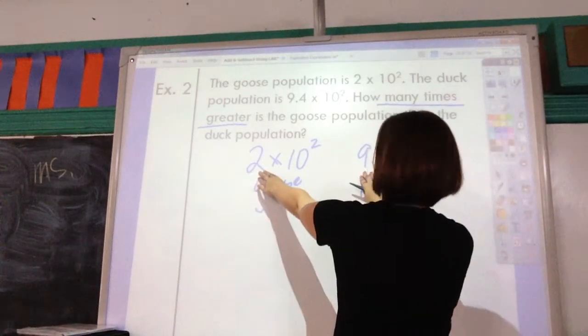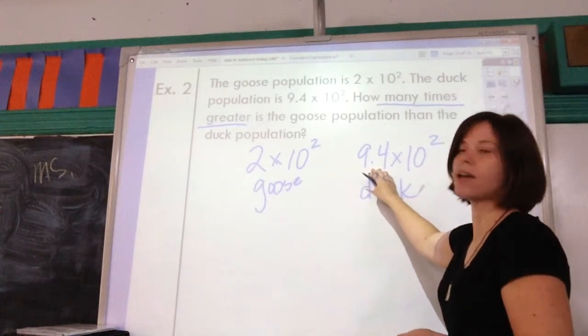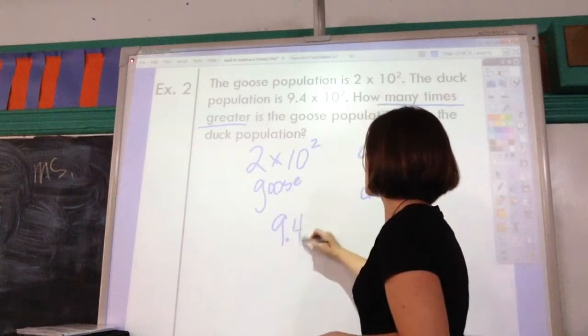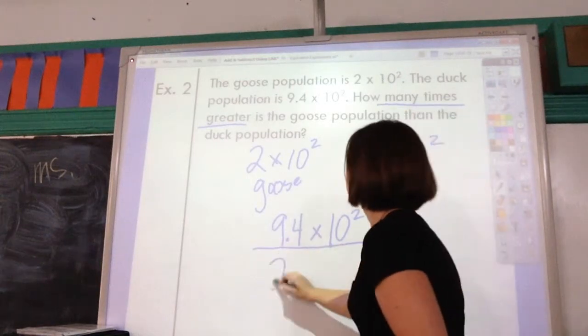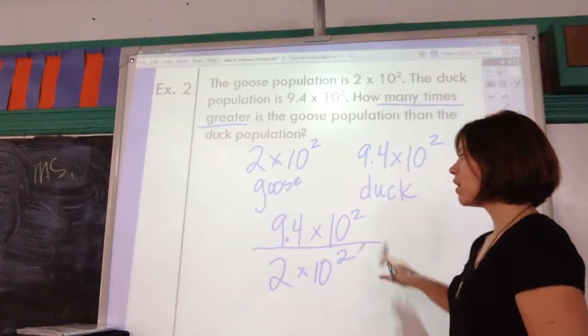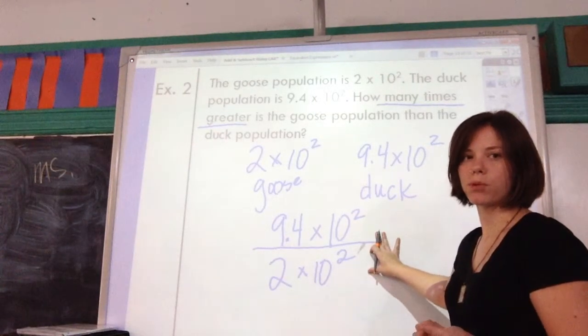I have 2 and 9.4. This is $2, this is $9.40. This is the greater coefficient, so it's the number that's going to go on top. 9.4 times 10 squared divided by 2 times 10 squared. I'm not going to spend the time going over the division because I don't think this is actually the step you're going to struggle with.